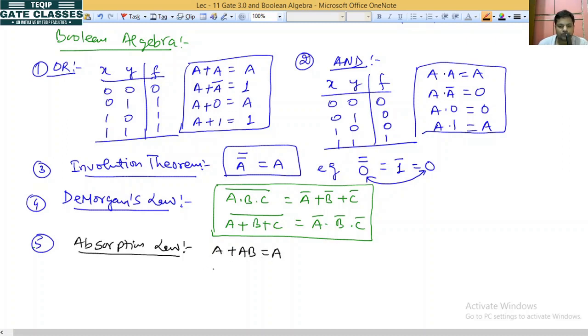Okay na? Or if it is like this, A dot (A plus B), so it will be A only. So in both the cases we have A only. Okay na? Next is, this is called as absorption law.